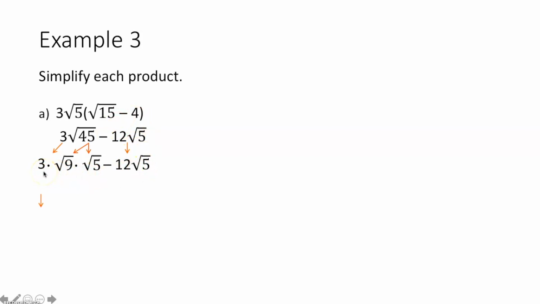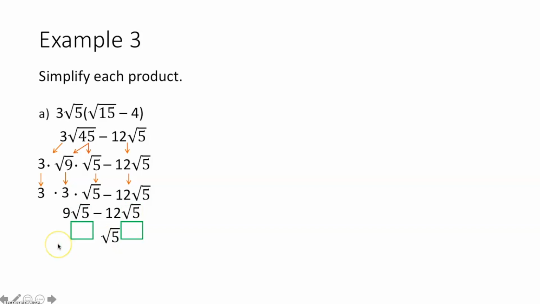Here, though, the 3 stays out front. Rad 9, we chose 9 because it's a perfect square. The square root of 9 is 3. And then the rad 5, we know just stays rad 5 because you can't break that up. This over here stays the same, negative 12 rad 5. And then over here, 3 times rad 5 is going to give you 9 rad 5. So now we have 9 rad 5 minus 12 rad 5. Do we have like radicals? Yes. So we keep that radical the same and we combine the coefficients. What's 9 minus 12? That's going to give you negative 3.